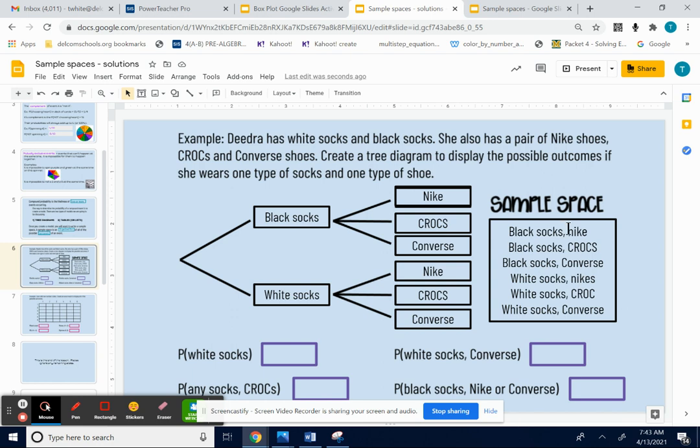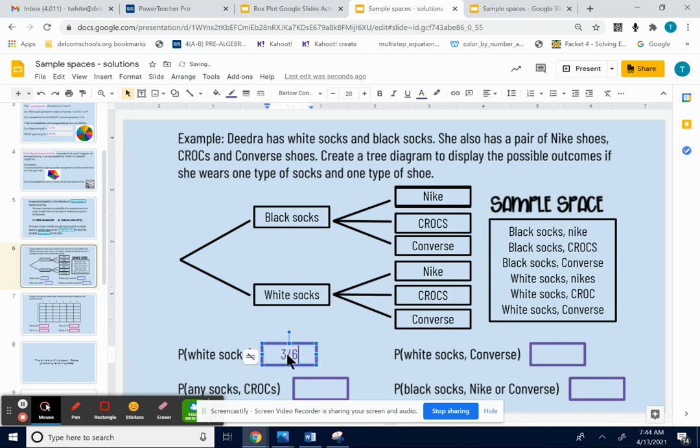Now we can use the sample space to figure out some probabilities. Probability that she's going to wear white socks. Let's look at the sample space. How many of these outcomes are favorable? There's 3 that have white socks, right? And there's 6 total. So that would be a probability of 3 out of 6. That reduces to 1/2.